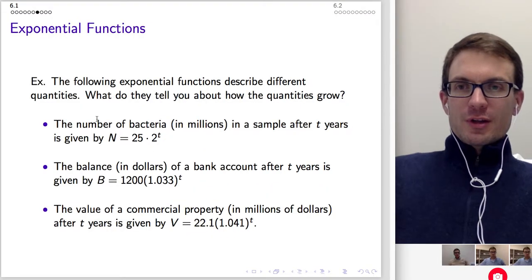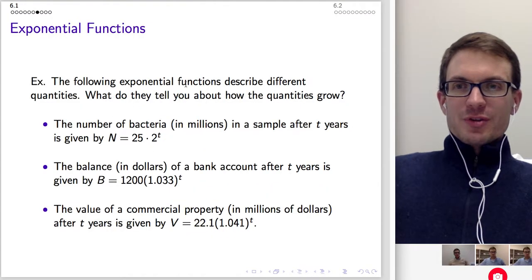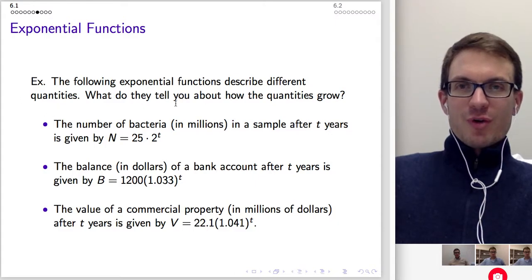Okay, so a couple more examples. The following exponential functions describe different quantities. What do they tell us about how the quantities are growing? So here's the first one. The number of bacteria in millions in a sample after t years is given by n equals 25 times 2 to the t. Let's try to interpret this. What does this tell us about how the quantities are growing? Then the balance in dollars in a bank account after t years is given by b is equal to 1,200 times 1.033 raised to the t.